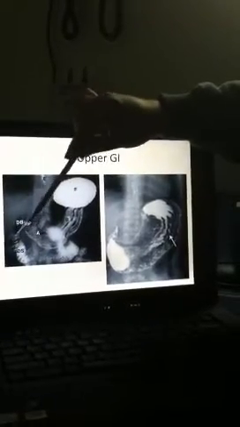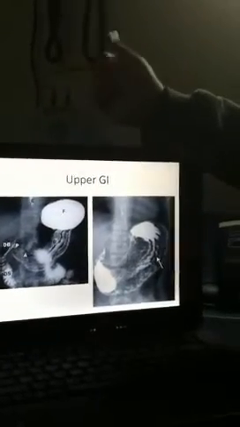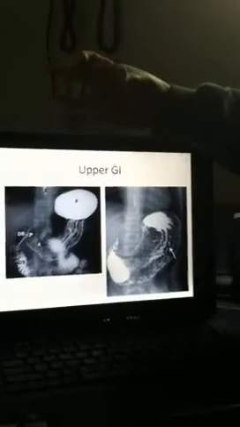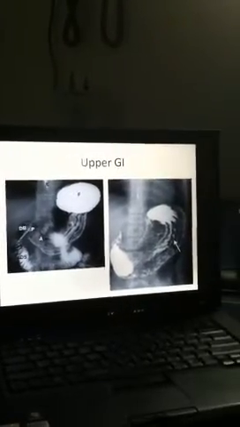It looks weird though. Pylorus, yes. It does look weird, and the reason it looks that weird is because this patient's stomach is contracting, and that's why the muscles are making the stomach look smaller, because they're contracting the stomach.